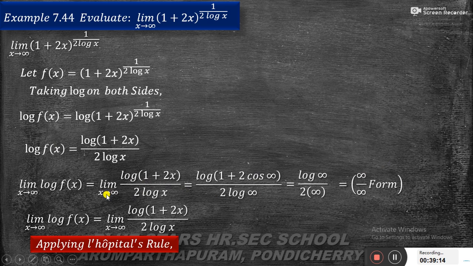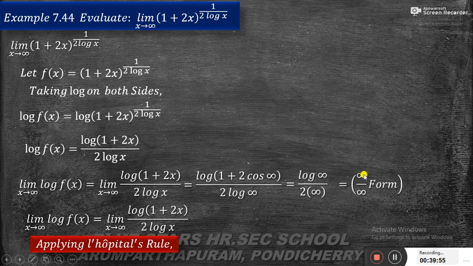Now applying the limit x tends to infinity means x equals infinity, so I write log of 1 plus 2 into infinity by 2 into log infinity. Log of 1 plus 2 into infinity is log infinity, which is infinity. In the denominator, log infinity is infinity, so 2 into infinity is infinity. So infinity by infinity. This is not an answer, this is the indeterminate form; we can't define this.